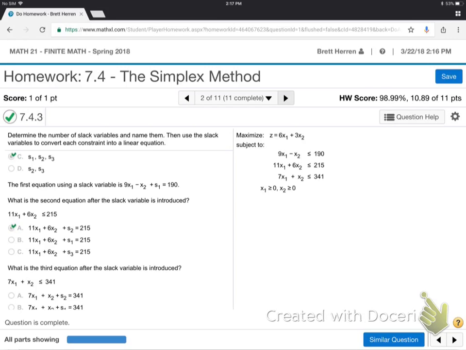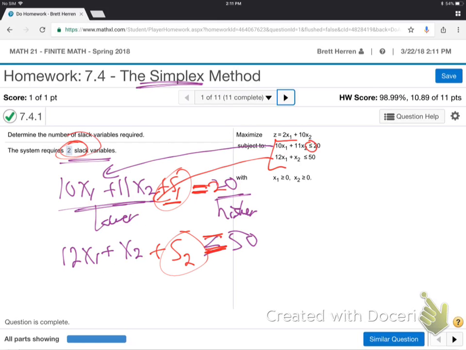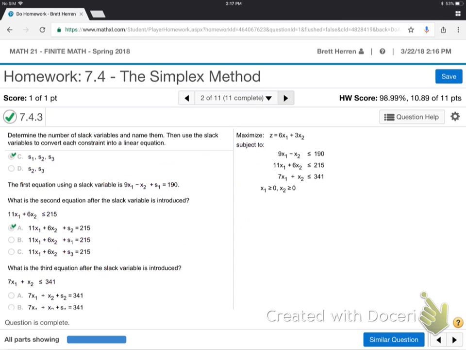So now here on number 2, is everybody okay there with number 1? Does that make sense? We had 2 inequalities, so we had 2 slack variables, S1 and S2. So now on problem number 2, it's saying, okay, determine the number of slack variables and name them. Then use the slack variables to convert to a linear equation.